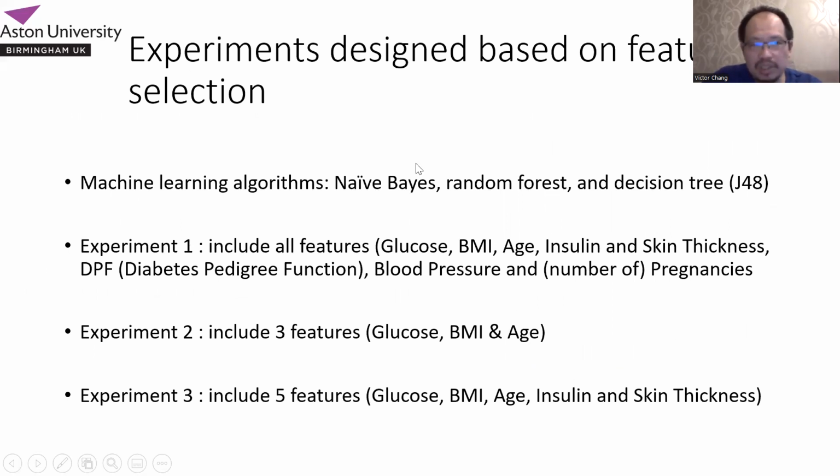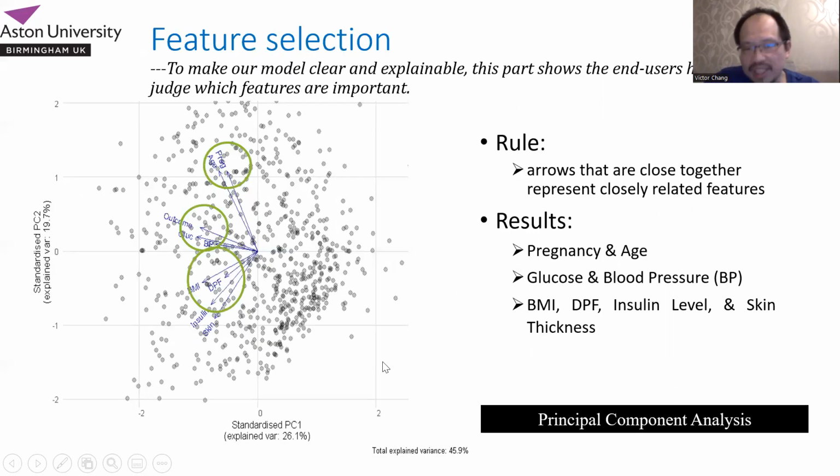So the experiment is designed this way: there are 3 algorithms being used, which I've explained, so there are at least 3 experiments. First of all, we include all the features: glucose, BMI, age, insulin, skin thickness, DPF, blood pressure, and pregnancies. The second experiment uses 3 features: glucose, BMI, and age. And in experiment 3, there will be 5 features: glucose, BMI, age, insulin, and skin thickness. For the feature selection, as you can see, the rule here gives errors that are close to each other. And then you can see when we run everything together.